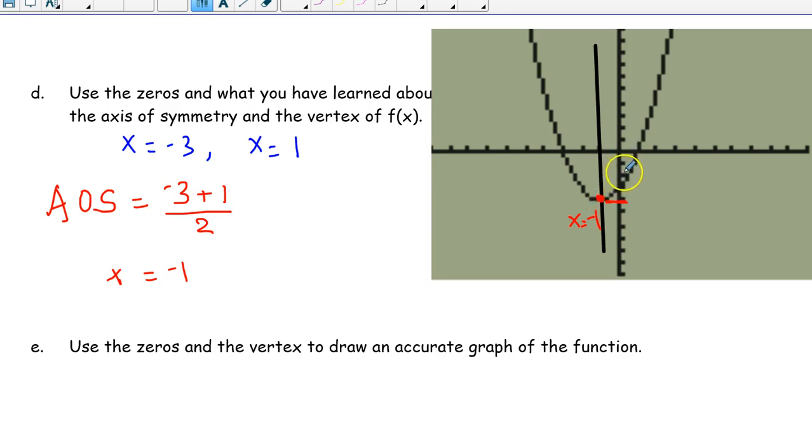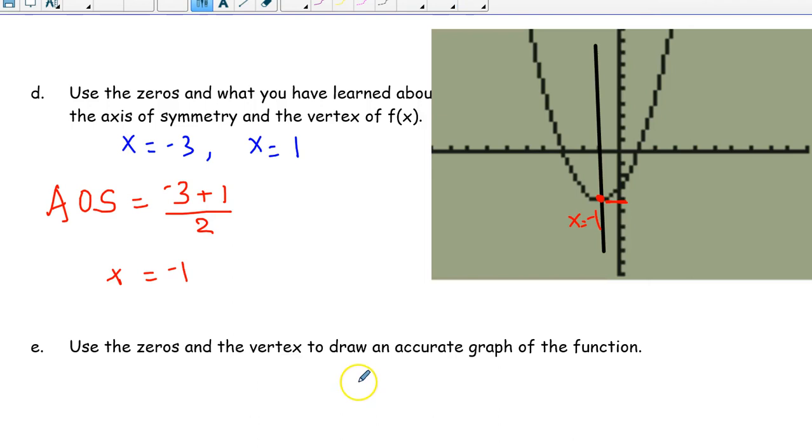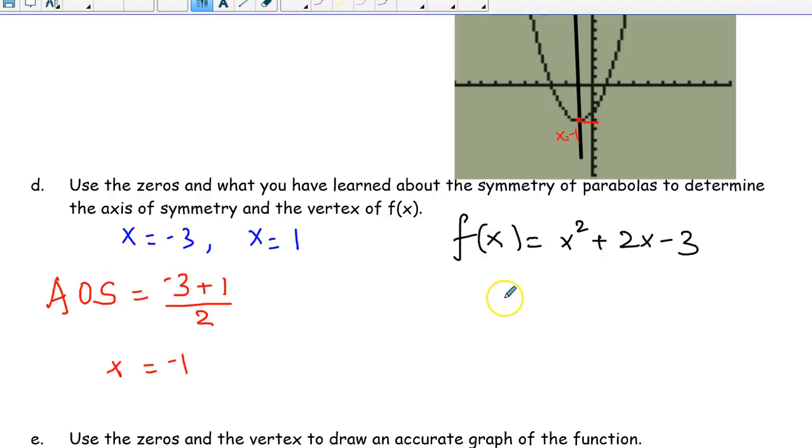Using this graph, we can guess, or you can go to the table and find what is the value of y. Here in the table, when x is equal to -1, the value of y is -4. So -1, -4 is your vertex. But let us find that vertex using this function and substituting the value of x, that is -1.